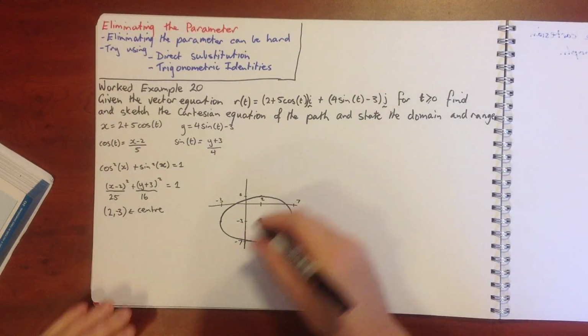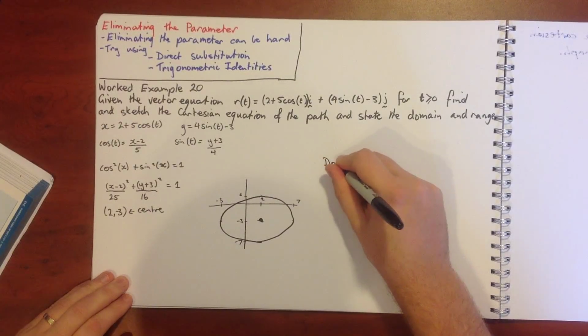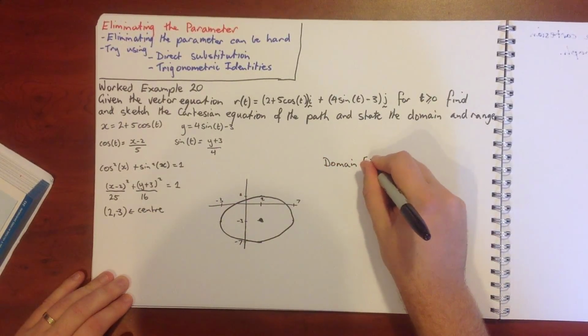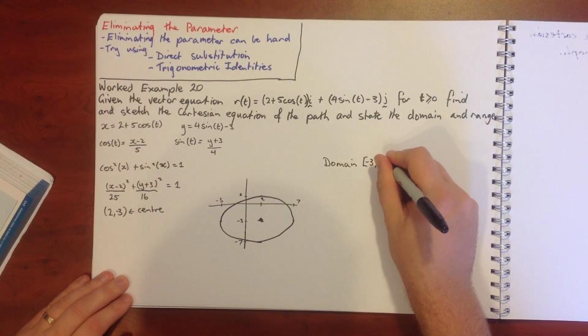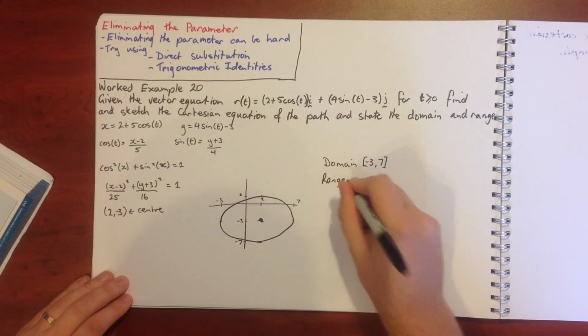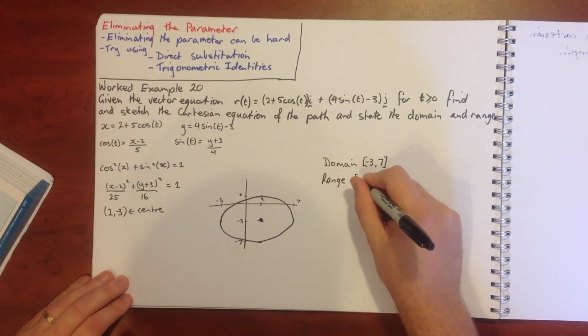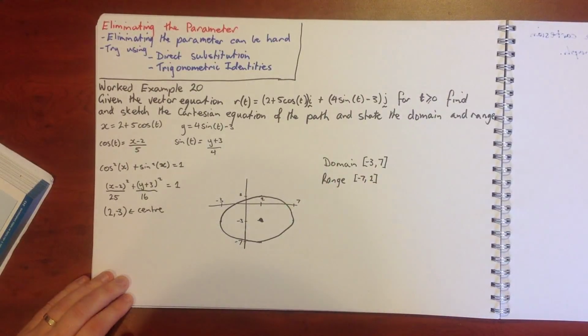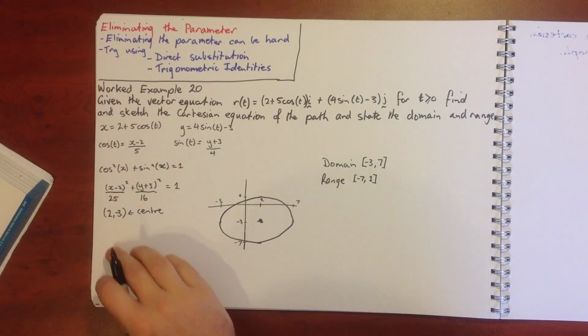Okay, so simply we can then say our domain is from minus 3 to 7. We can just read that off now. And our range is from minus 7 to 1. Okay, and we'll finish with that worked example.